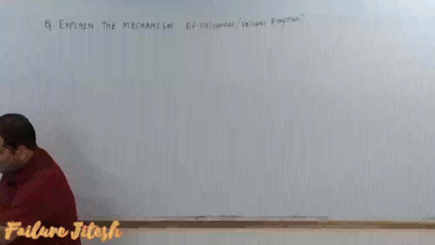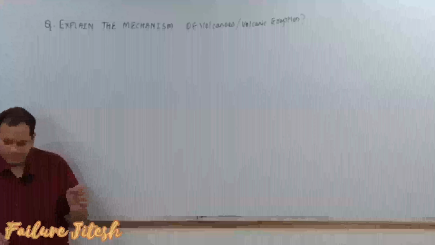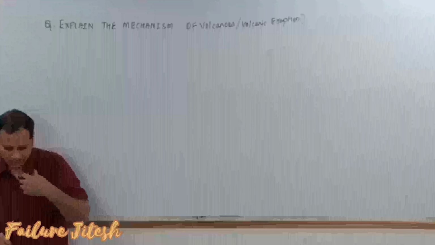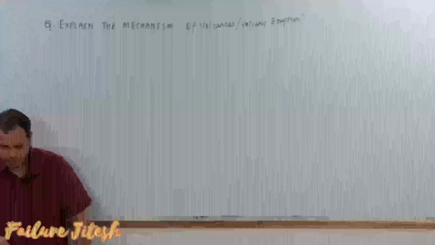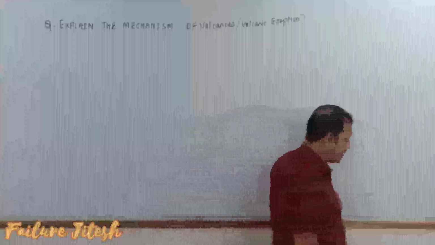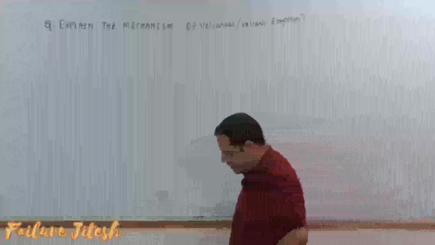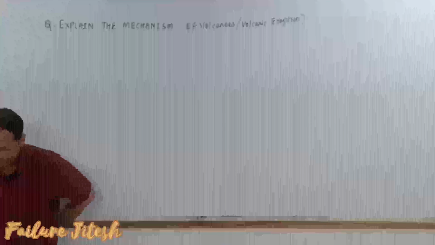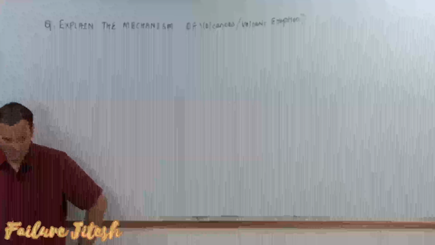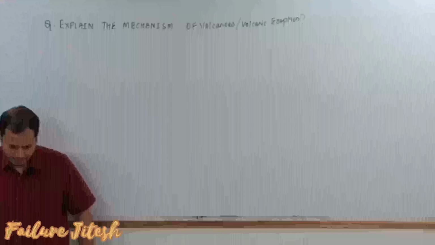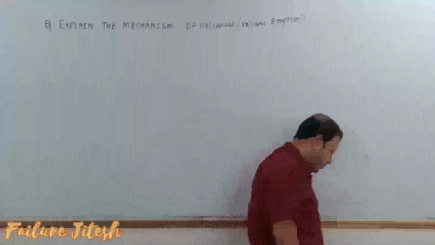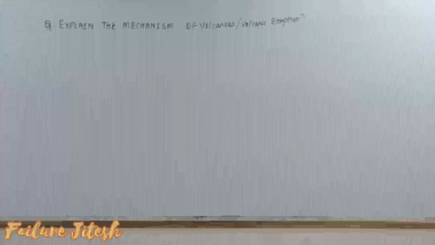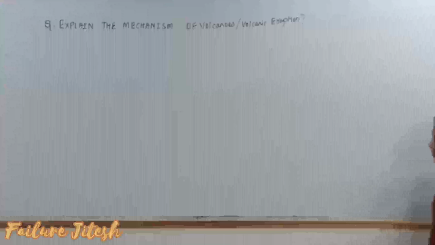So the first point: volcanoes are formed when the heat that is trapped inside the mantle tries to escape through a vent or an opening.